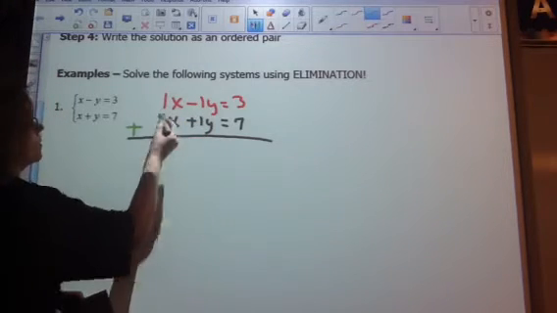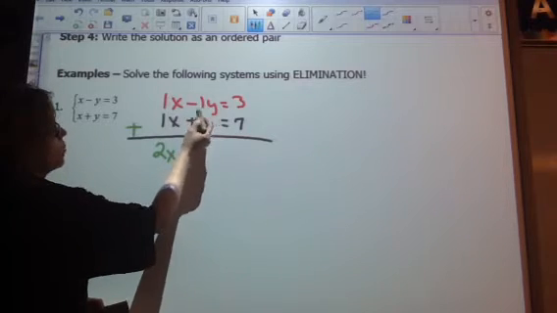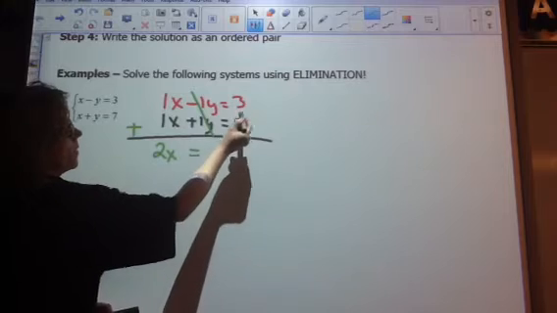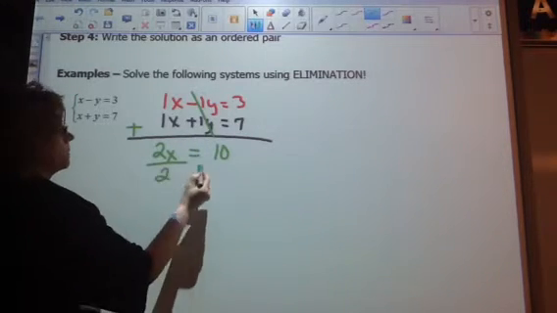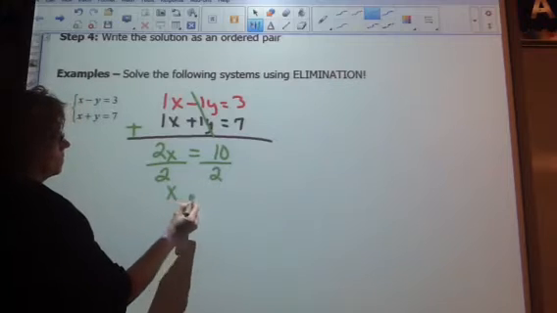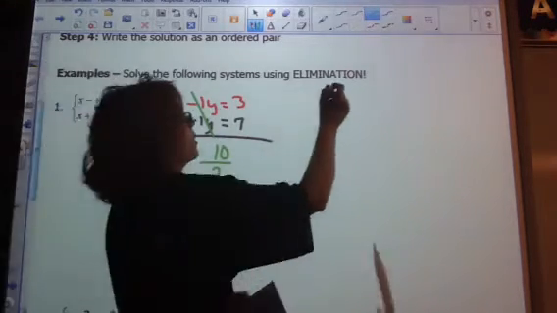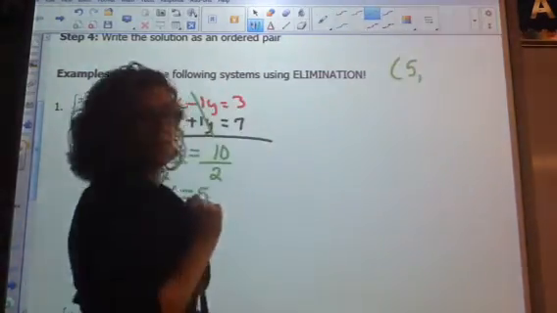If they're opposites, you can add them because they're going to cancel out. Okay, so let's do this. 1x plus 1x is 2x. A -1y plus a +1y cancels out. 7 plus 3 is 10. Now I'm going to solve for my variable x. Okay, so remember the solution is that point, and my x coordinate is 5.